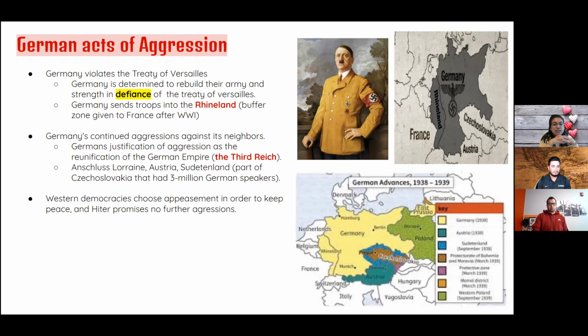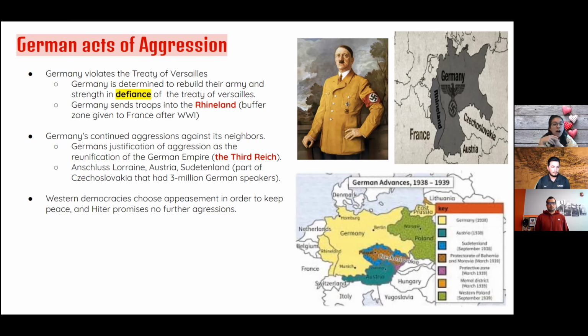Germany violates the Treaty of Versailles. Shocker, spoiler alert, Hitler does something he said he wasn't going to do. Germany is determined to rebuild their army and strength in defiance of the Treaty of Versailles. Germany also sends troops into the Rhineland, which is a buffer zone between Germany and France after World War I. A little bit of back history.